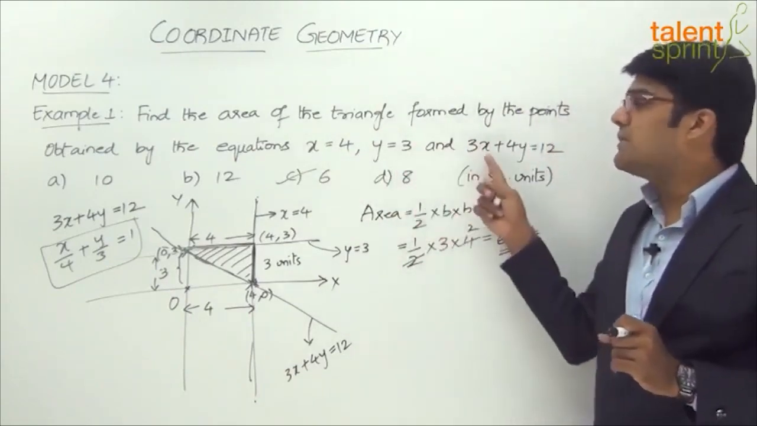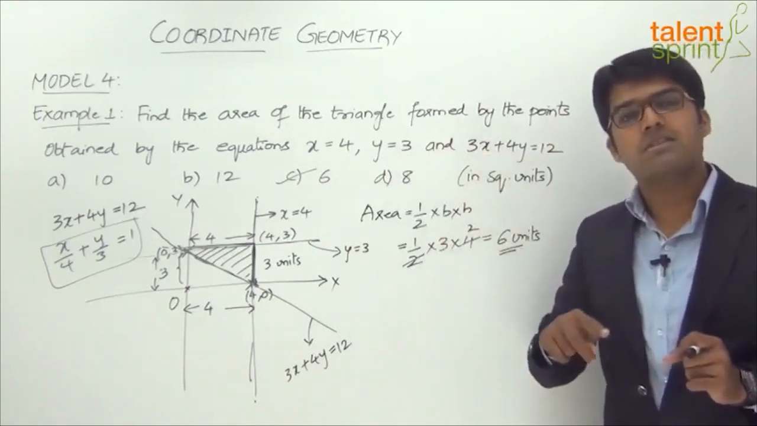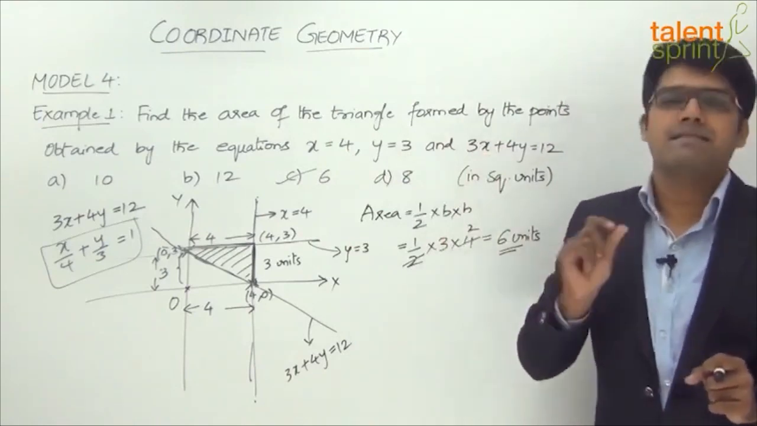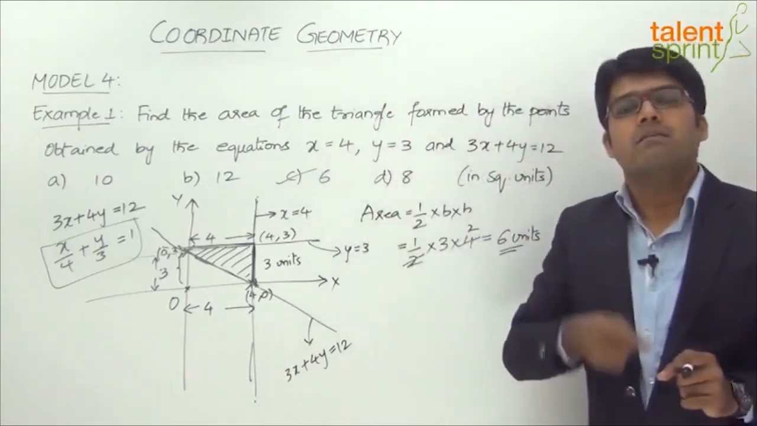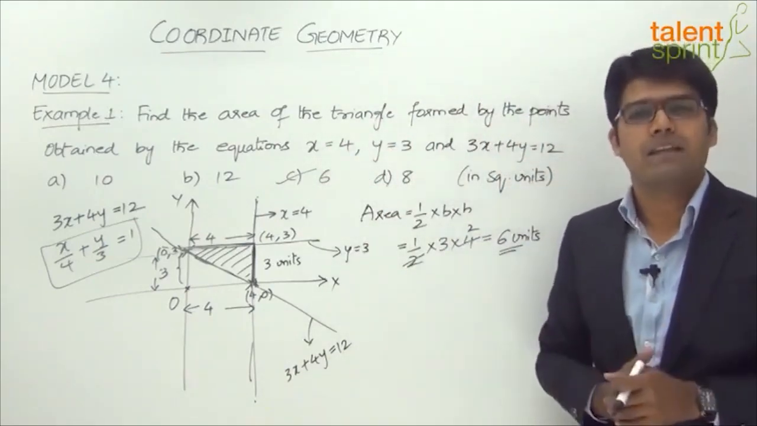Then equation 2 and equation 3. By solving equation 2 and equation 3, we'll again get x and y. That is the second vertex. And solving equation 3 and equation 1, we get the third vertex. Once we get the three vertices, we can find the area.